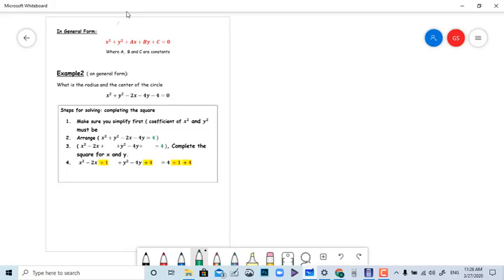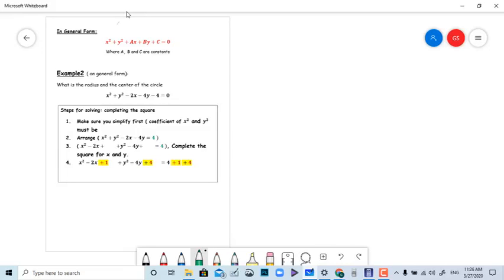Here, in the general form or the expanded form, we will see that we have x squared plus y squared plus ax plus by plus c equals 0. Then, the system that we're going to use to solve these types of equations is completing the squares. So if we have an example like this, x squared plus y squared minus 2x minus 4y minus 4 equals 0. If we compare it with this equation, we can see the similarity between them.